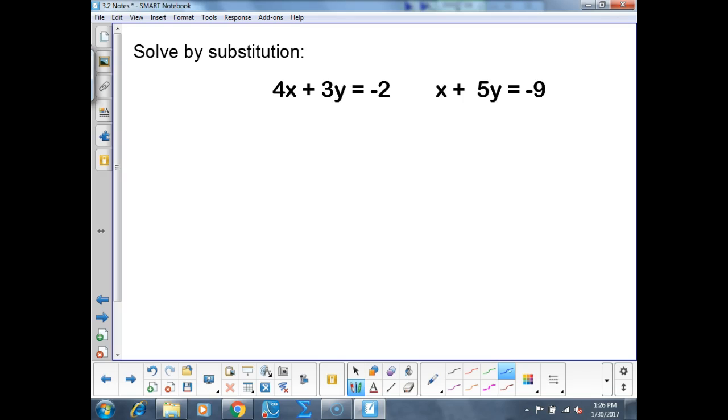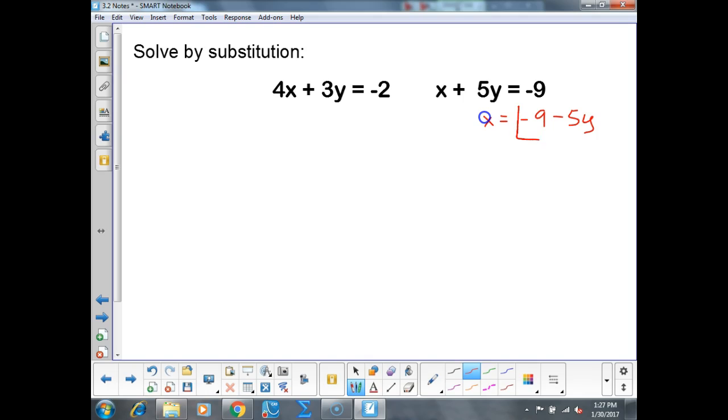Which equation, which variable? Which equation? Left or right? Right. Which variable? X. The right x is the easy one to solve for. Okay? Again, make it easy on yourself. If you didn't choose that, keep going. You'll be fine. So here this would be x equals -9 minus 5y. Or if you wanted to go -5y minus 9, that's fine too.